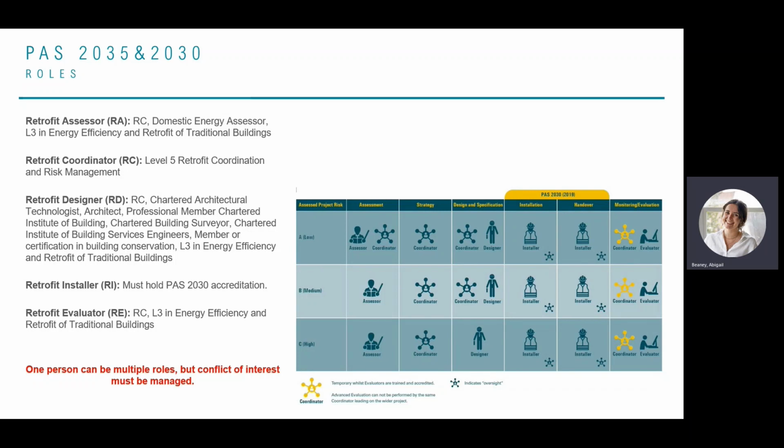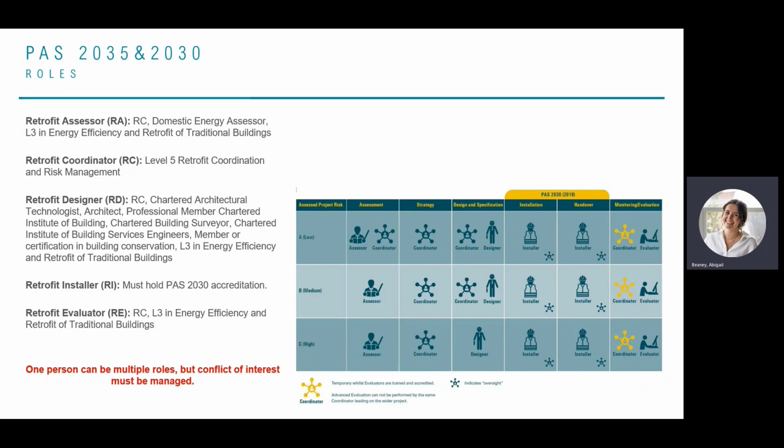You then have the retrofit coordinator. The retrofit coordinator is probably the main puzzle piece in the roles. They're the person who is ultimately responsible for making sure that the dwelling is retrofitted correctly. And so they are at the top of the tree in terms of hierarchy and will be involved throughout the process. It's also important to note that actually the same person can do multiple roles, but the conflict of interest does need to be managed.